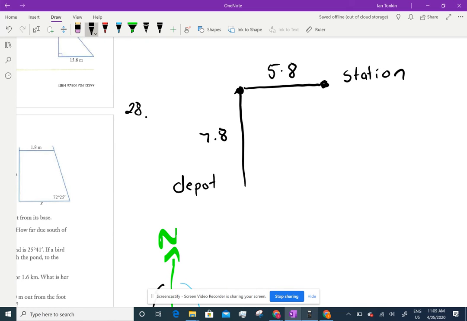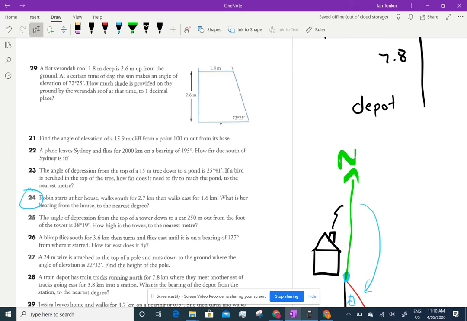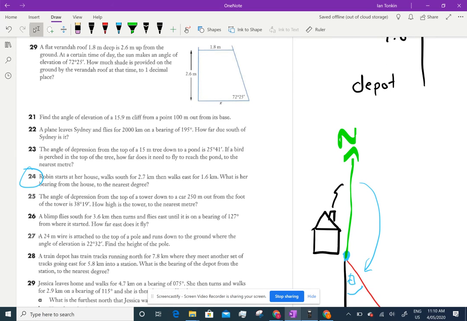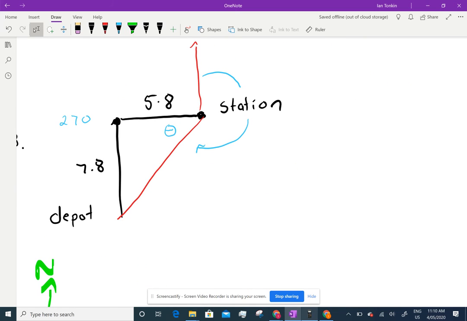Now, you're good, Charles? Now, the question says, and this is where you've got to be really careful, what is the bearing of the depot, that's what you're looking at, of the depot from the station. So you need to draw your north there because that's where you're standing and you're looking back here. And to find the bearing, you have to find this angle, which I'm going to call theta. And because we know it's 270 all the way to there, do you remember that little diagram I drew? If I can find that angle, I can subtract it from 270.